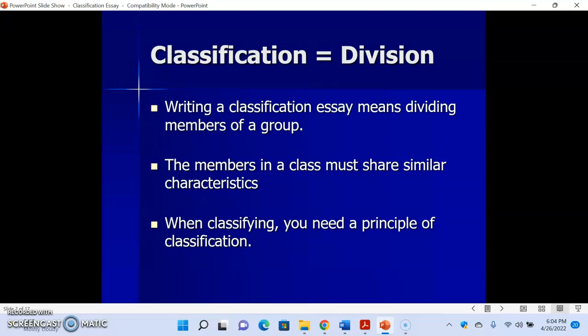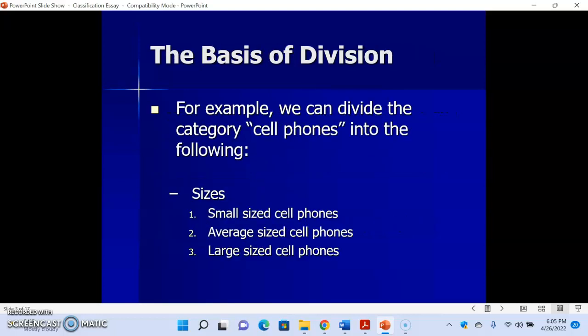Classification and division, right? When you write a classification essay, you are breaking stuff down into smaller units so that your readers can understand what that concept is, right? Obviously, if you are putting these members of a group into a class, these members would have to share similarities, right? When you classify, you need to define what makes those classes, right? What is the principle that created those classes?